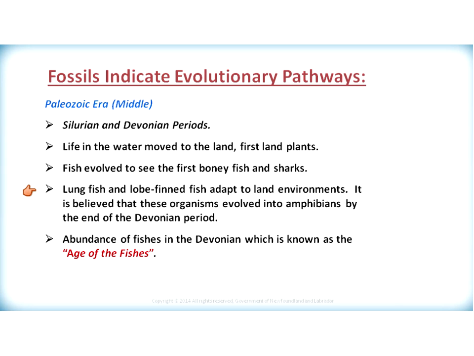It is believed that these organisms were the ones responsible for evolving into amphibians by the end of the Devonian period. This middle life that's found in the Paleozoic Era is known as the Age of the Fishes, and we see an abundance of fish in the Devonian.